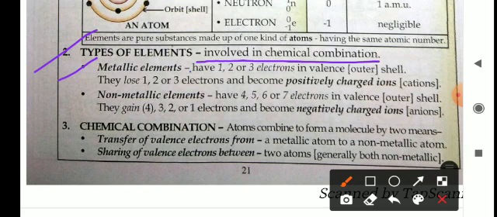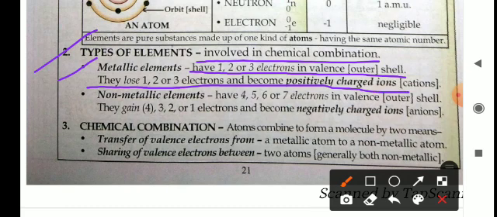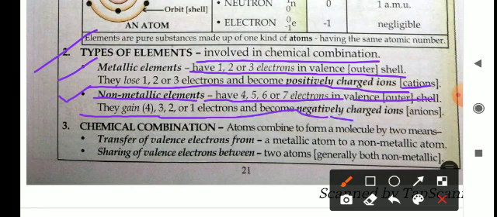Those elements which have 1, 2, or 3 electrons in their valence shell are called metallic elements, and they can lose 1, 2, or 3 electrons and become positively charged ions or cations. The other elements are non-metallic elements, which have 4, 5, 6, or 7 electrons in their valence shell. They are called non-metals, and they gain 4, 3, 2, or 1 electrons and become negatively charged ions or anions.